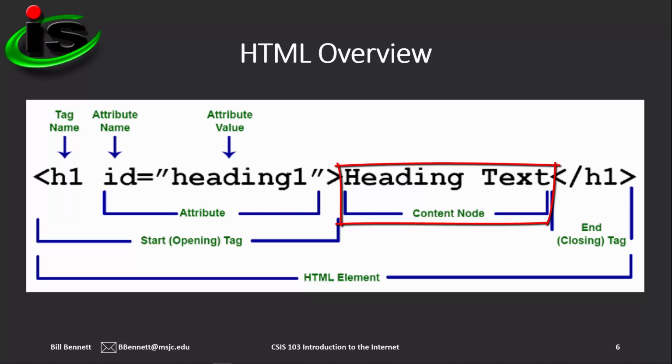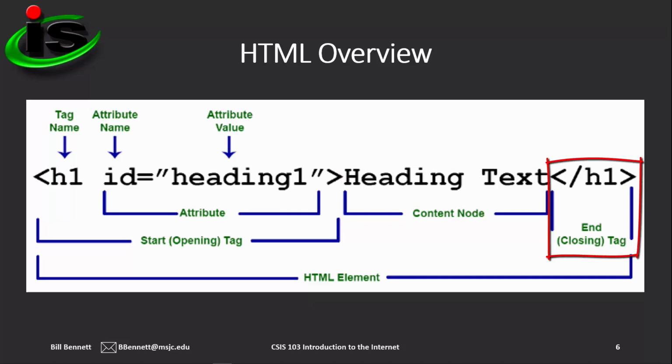Then we have the content node, which is the actual content that we're marking up in the document. That will be the text that is displayed in the web browser window. And then the HTML element is completed with a closing tag using the left angle bracket, the / , the tag name, and the right angle bracket. So to reiterate, just notice that the HTML element is an H1 element and it's marking up content that is the text that reads heading text.